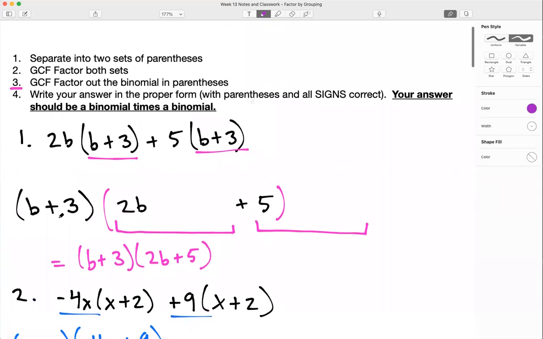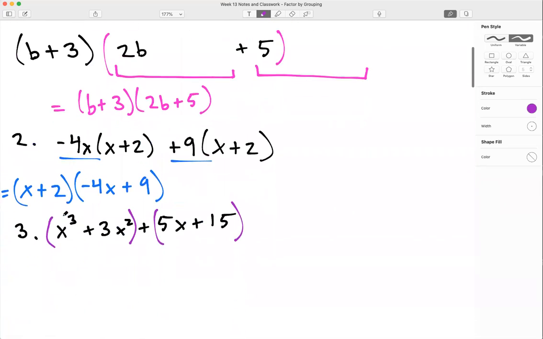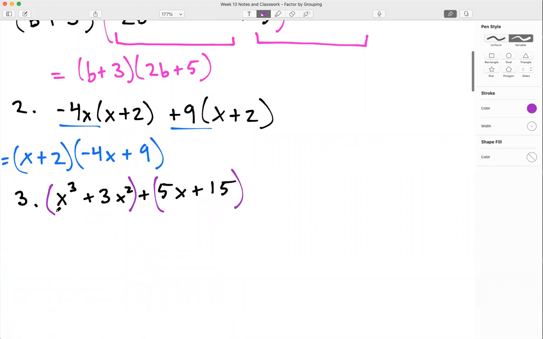Then we're going to GCF factor both sets, okay? So we're going to GCF factor this right here, and then we're going to GCF factor this right here. Let's do that. What's the biggest thing I can pull out from both of these terms? And if you said an x squared, you would be correct. So that's leaving an x there. We pulled out an x squared. That means we're left with an x, and then we're left with a 3 right there.